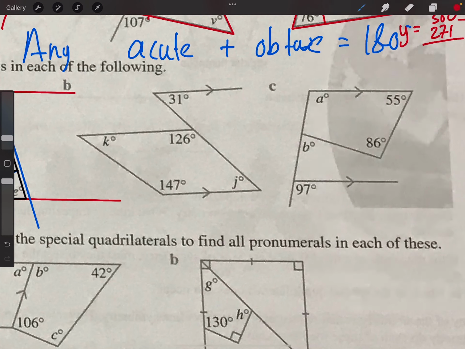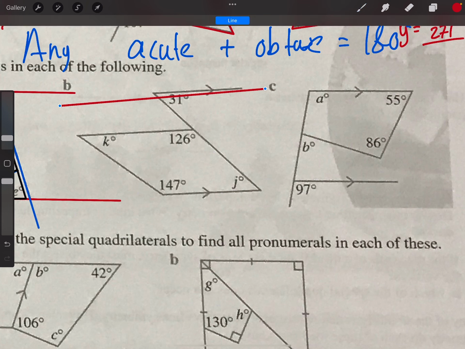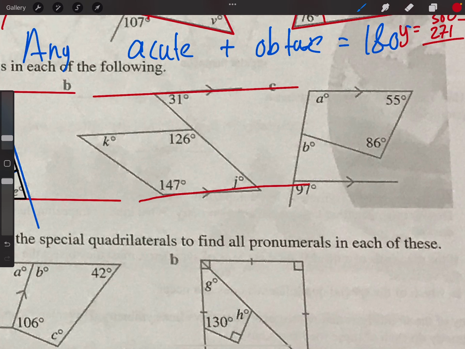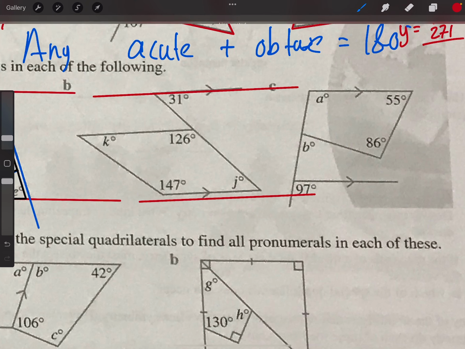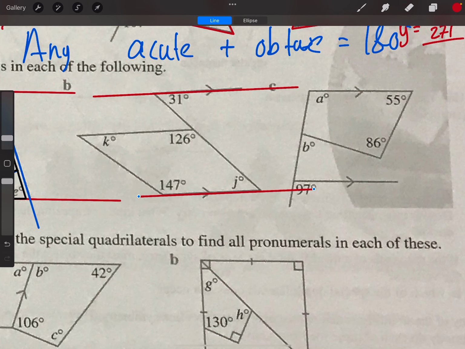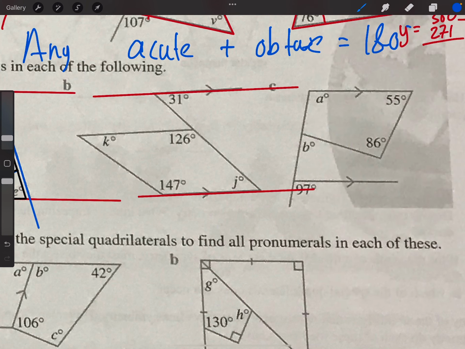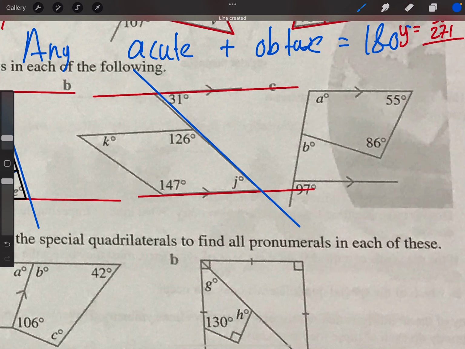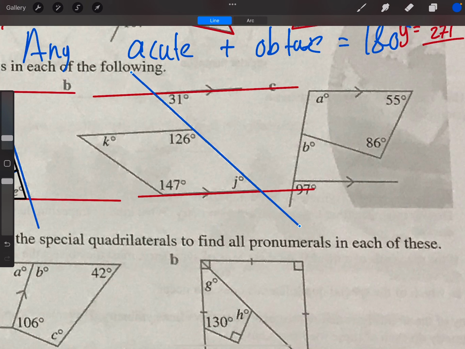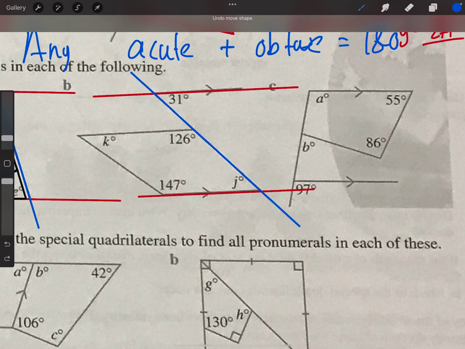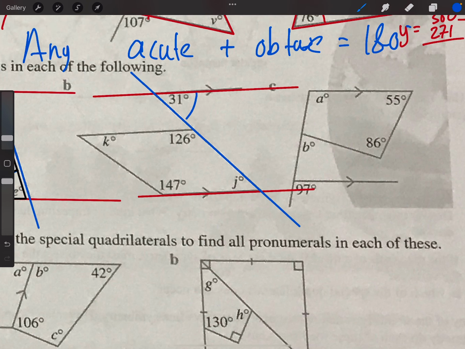Next question. Alright, again you've got two parallel lines. Actually, let me extend that. That's a parallel line there. Another parallel line there. And now for the transversal line, I'll draw in blue. Now this angle is 31 degrees.